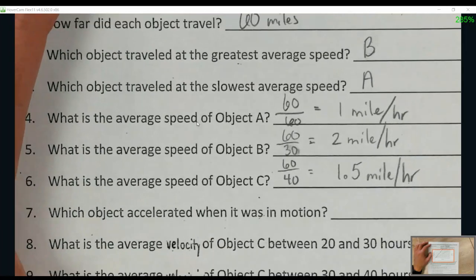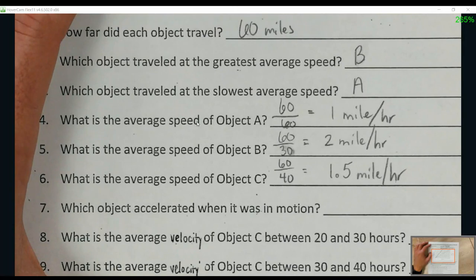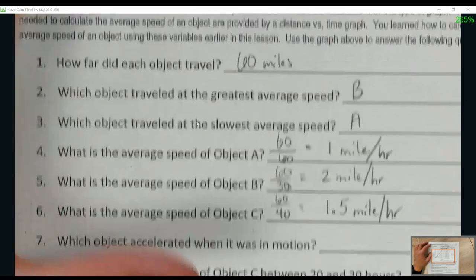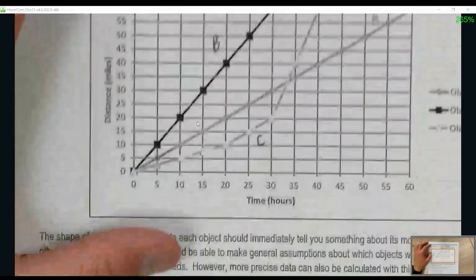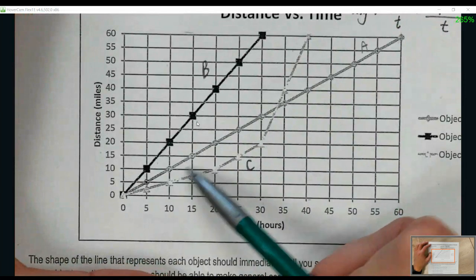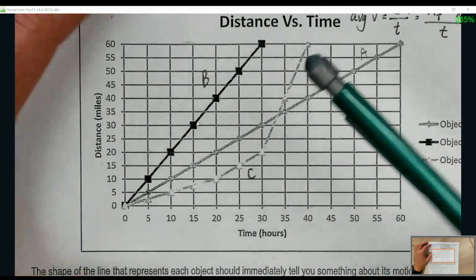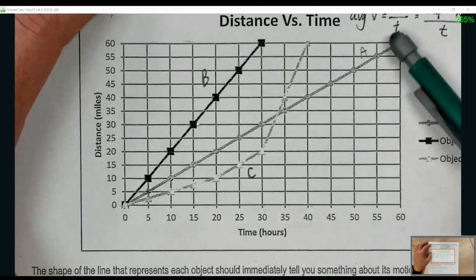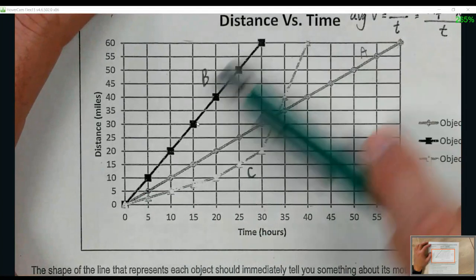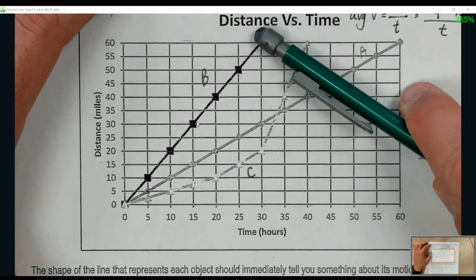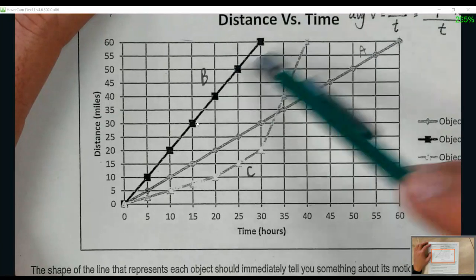The next question asks, which object accelerated when it was in motion? Well, let's go back and look. A, did it ever change, or was that slope the same the whole time? So it's a constant velocity in the positive direction. B, never changed. It's a constant velocity in the positive direction. Let me ask you this, though. Who's faster, A or B?